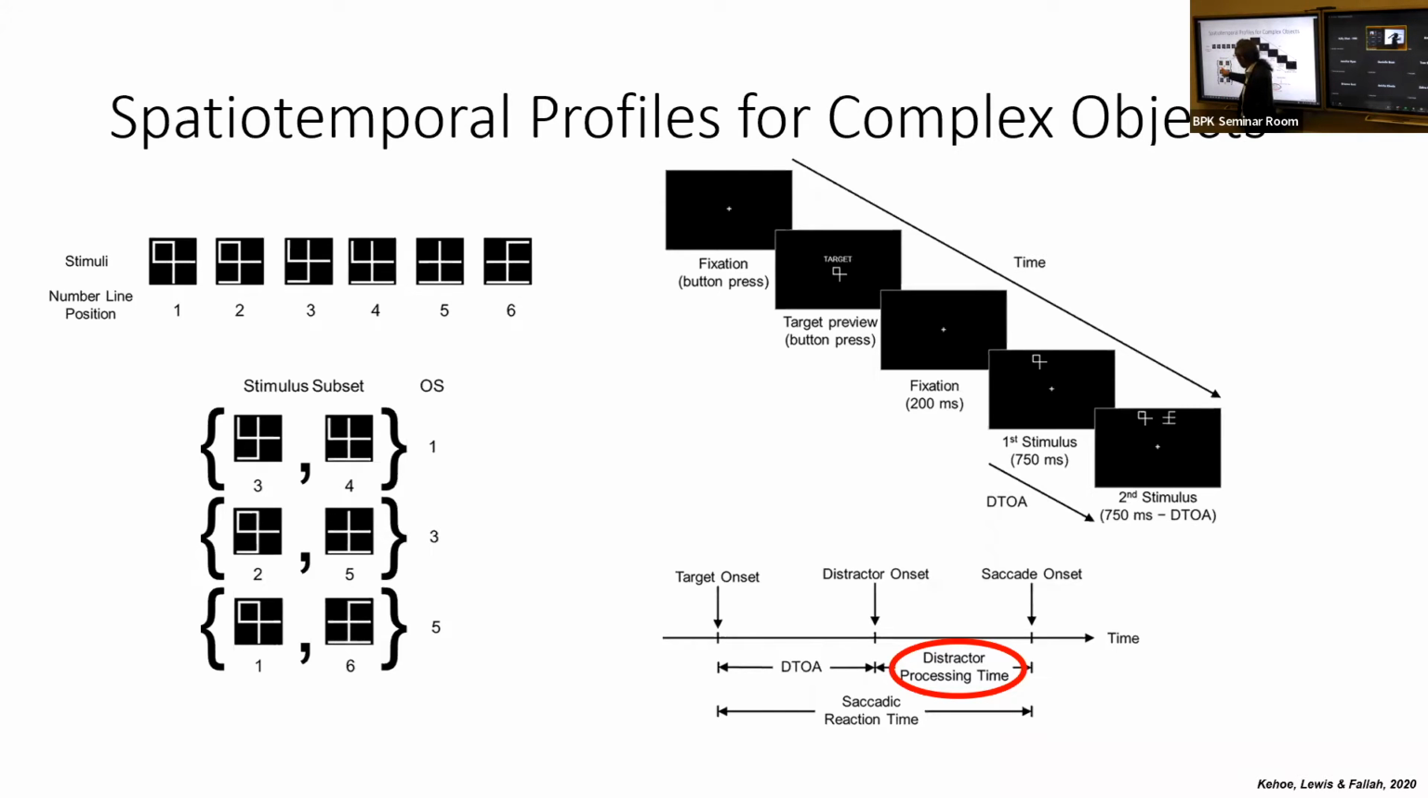But what we have here is a way to actually measure the similarity between any two of these complex objects objectively. So stimulus 3 and 4 have an objective similarity of 1. There's only 1 line segment different between them. Stimulus 2 and 5 have 3 line segments different between them. Objective similarity of 3, 1 and 6 have an objective similarity of 5.